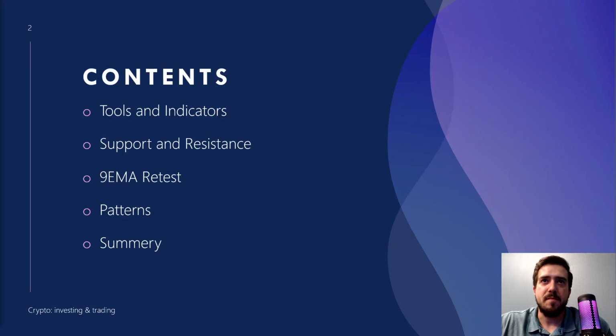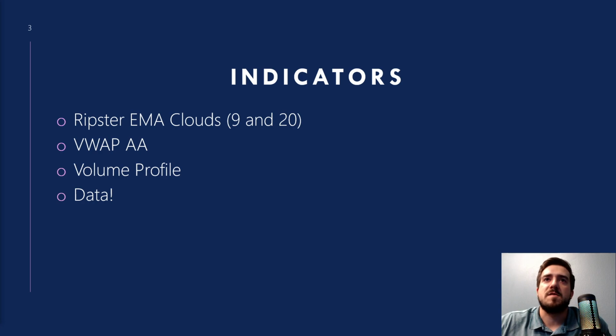So here's a little table of contents. We're going to go over tools and indicators, support and resistance, 9 EMA, the retest pattern that we've been using, just general patterns, and then maybe just summarize everything there at the end. So first thing that we're going to look at is going to be the indicators that I use.